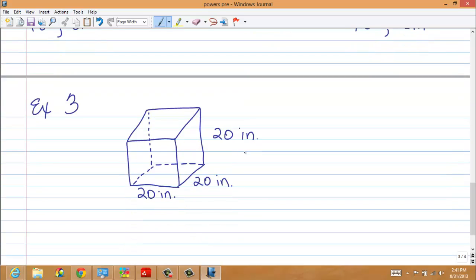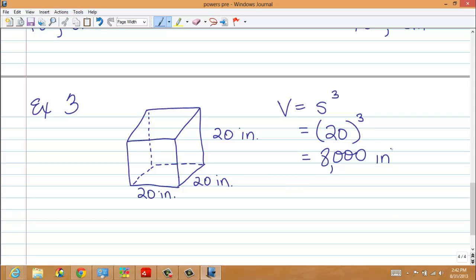On to our last example. We have a cube here, and we want to find the volume of this cube. So we start off writing the formula for the volume of a cube. V equals S cubed, S representing the length of the side. And so since the length of the side is 20 inches, I'm going to put in 20 for my S, just make my substitution. And then I'm going to multiply. 20 cubed means 20 times itself 3 times. So when I do that, I'll get 8,000. And so my answer would actually be 8,000 cubic inches, or inches cubed.